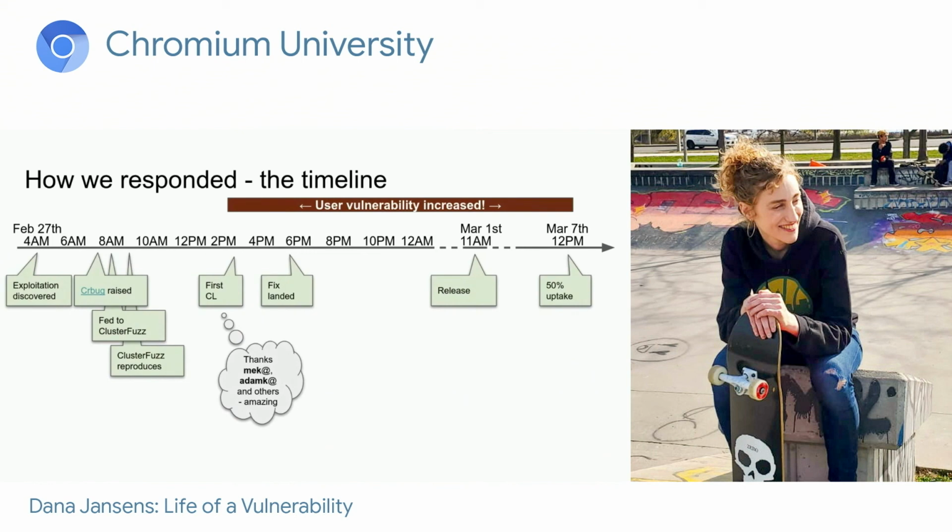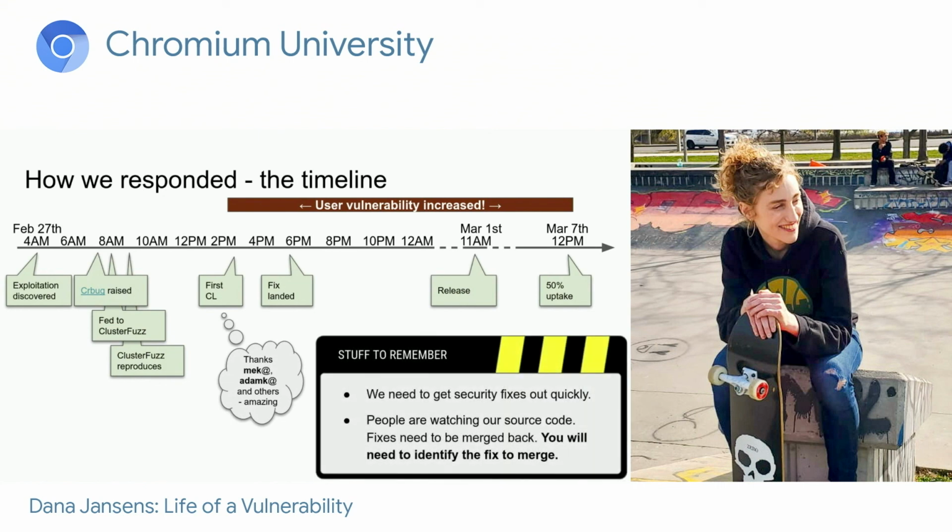Recall there are organizations that watch for bug fixes and write exploits against them. This is the window in which those can be used. So with security bugs, you should act quickly to fix them. But then you also need to work closely with the security TPMs to get them merged back to stable and beta branches and out to users.